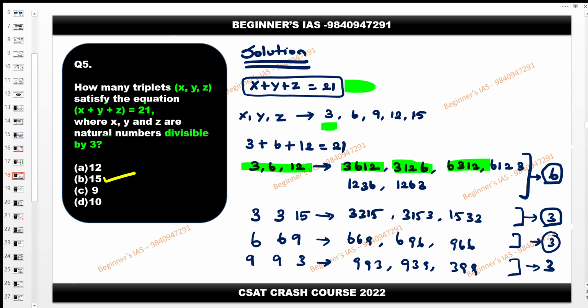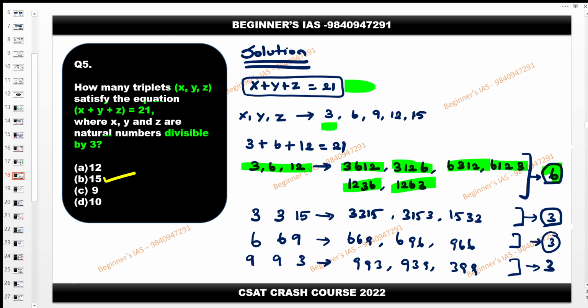Then we can form 6, 12, 3. Then with 12 you can form 12, 3, 6 and 12, 6, 3. There should not be any repetition. If there is a repetition, then it is double counting. So avoid double counting. So do like this.